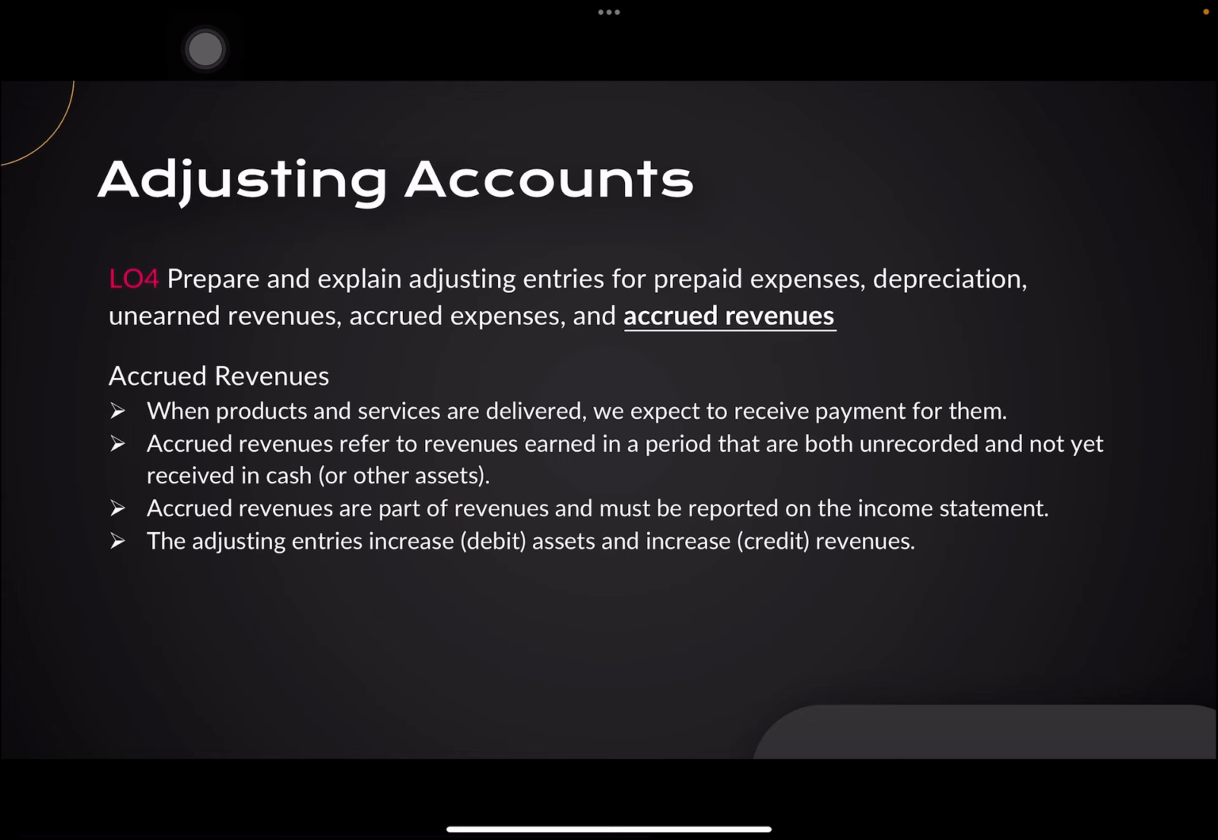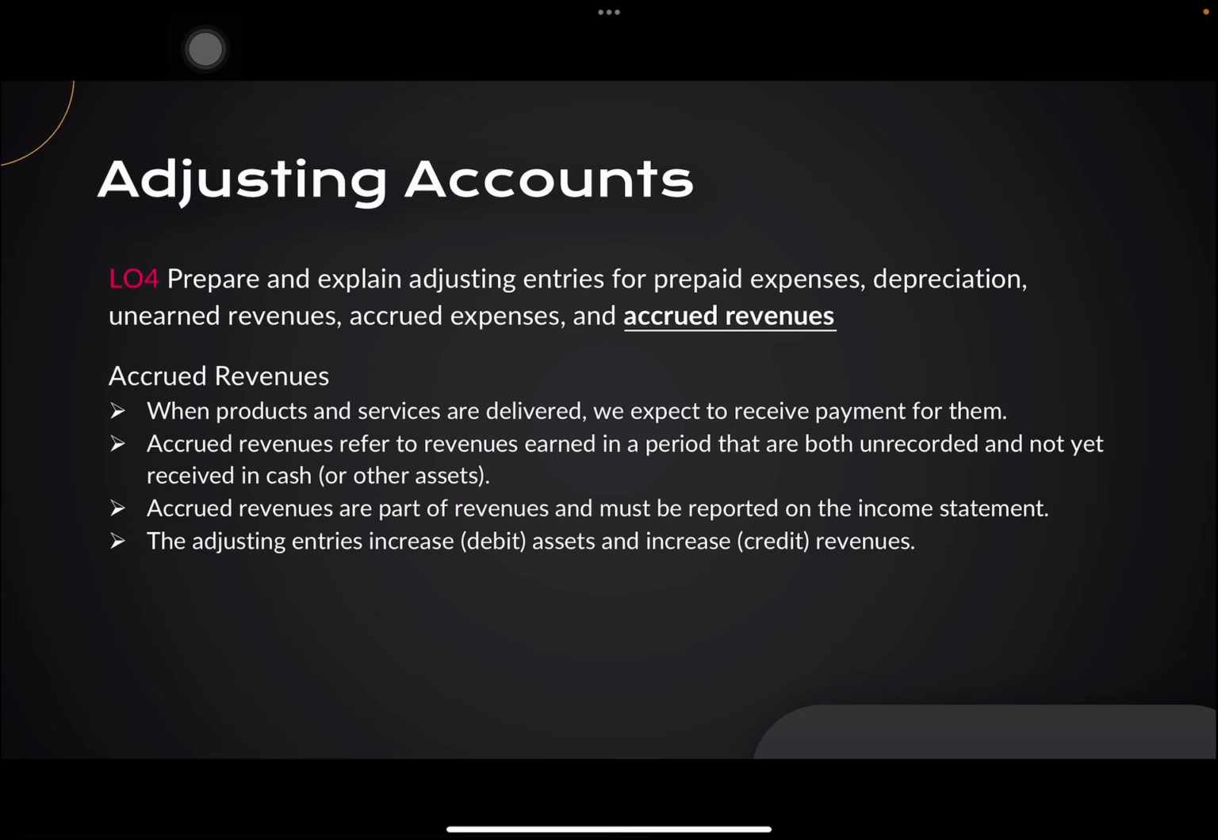So typically and ideally, when we deliver services or when we provide products to our customers, we expect that we will be receiving payment for them. So it's expected that every time you render a service to your customer or you provide goods or items to your customer, you expect that you will be compensated for it via cash. However, that's not always the case.